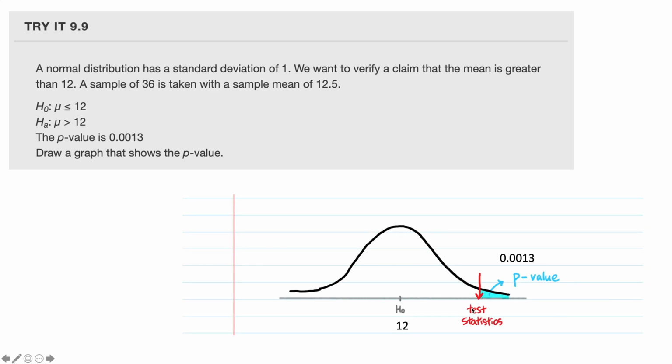Now, here is what you have, the information. The null hypothesis is in the middle, and the null hypothesis all revolves around the mean of 12. And the p-value is this little tiny shaded part to the right. It's the probability that we're dealing with here. So it's 0.0013. That is microscopic, super small. So there's the graph that draws and shows the p-value, okay? Clearly, that is a super small p-value.